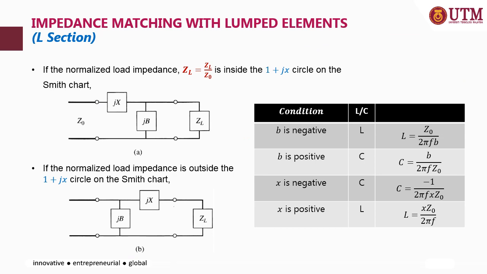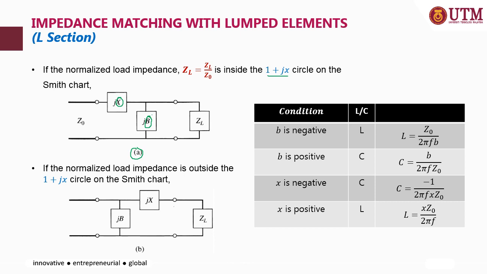Okay, in terms of the lumped elements inside the reactance or susceptance circuit, this one is jB and jX. B is the admittance, okay, the susceptance, and X is the reactance value, right? If you have the normalized load inside the 1 plus jx circle, you'll be using this circuit. So what will be the component of jX and jB? It depends on the value of your susceptance and also the reactance.